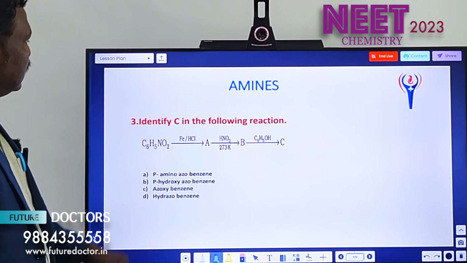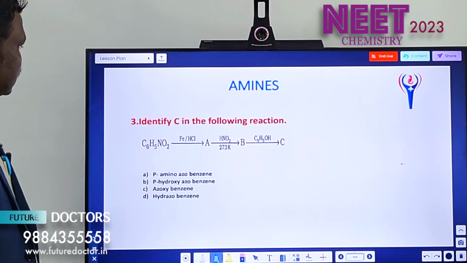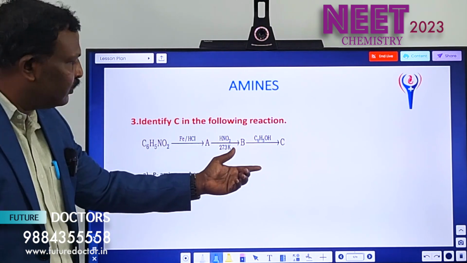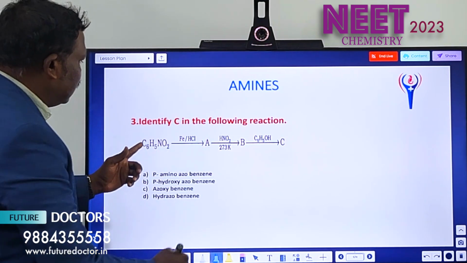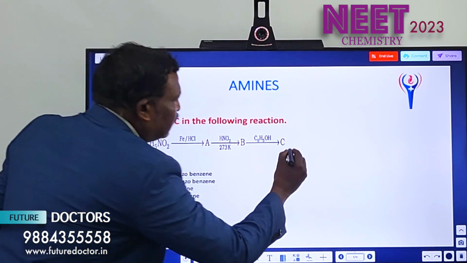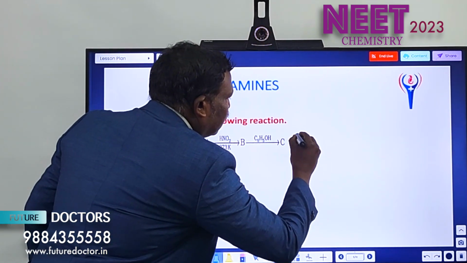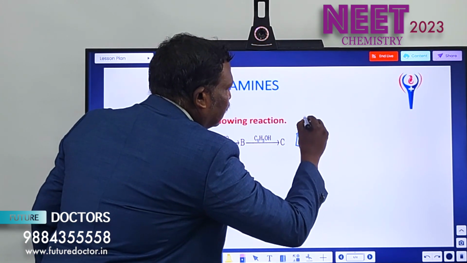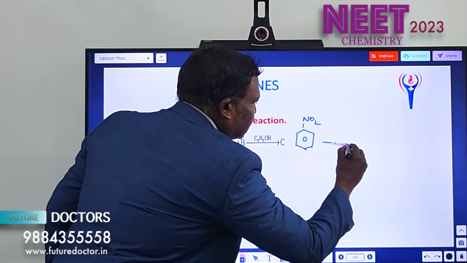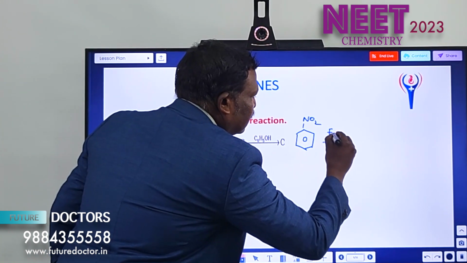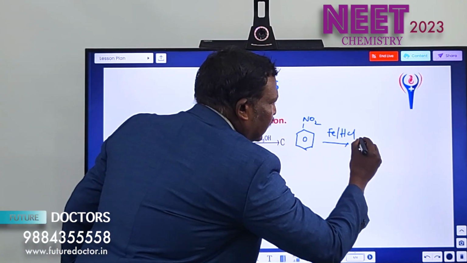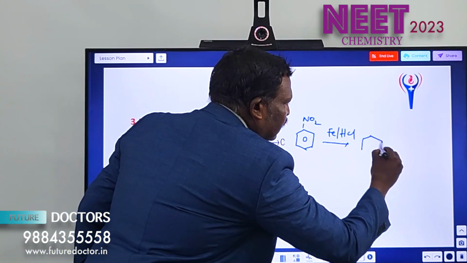Again, identify C in the following reaction. Same reactions I gave. Here the first step A to B we just found out. So I'll write it once again. Here, nitrobenzene, NO2. Nitrobenzene reacts with iron in presence of HCl, the strong reducing agent. It converts NO2 becomes what? NH2.